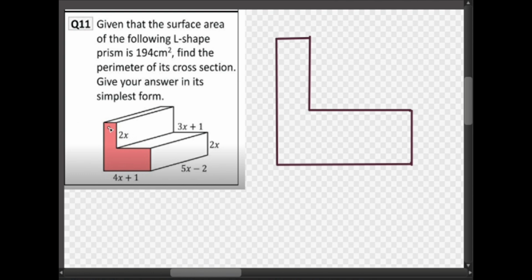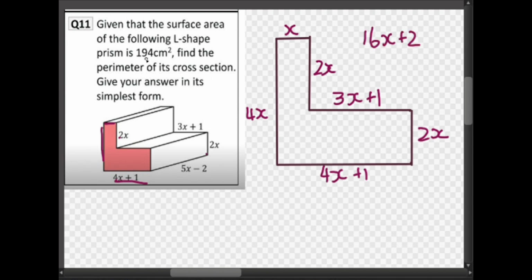So on top, which is this part here, to find this, we take 4x plus 1 minus 3x plus 1. The answer will be x. Here it will be 2x, 3x plus 1, 2x, 4x plus 1. And for this part here, we take 2x plus 2x, which is 4x. So we add everything up, and the perimeter will be 16x plus 2. And now we need to find the value of x so that we can find the perimeter.